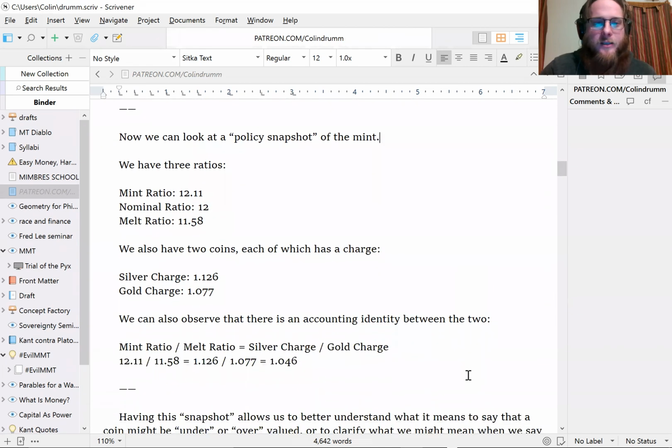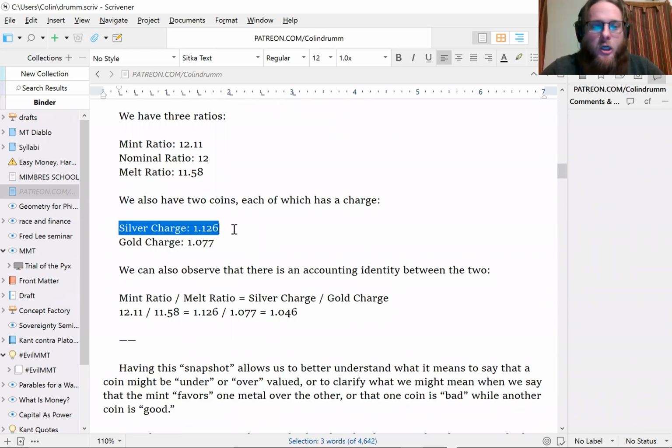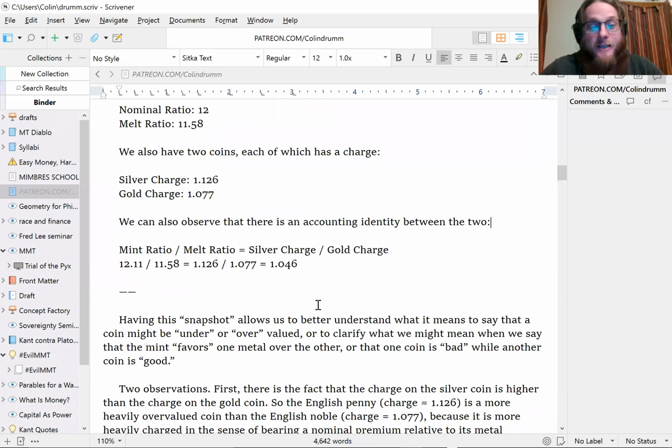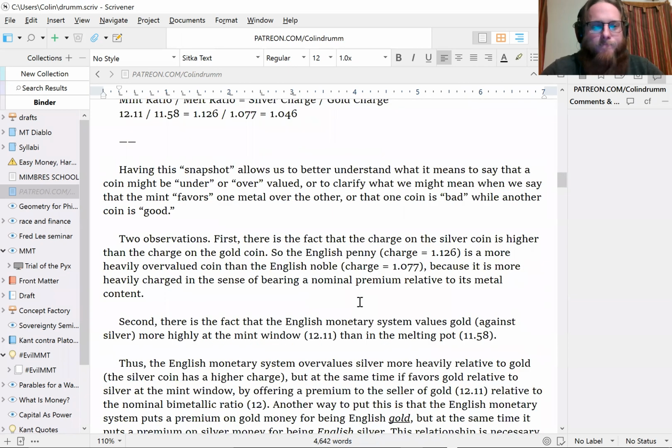Okay, so let's review. We have a kind of policy snapshot. Got a mint ratio, nominal ratio, melt ratio here. And we have two coins, and each of these coins has a charge. Remember, the charge is the premium that it gets for being a domestic coin rather than a foreign coin. And there's an accounting identity here. This is true by definition, which is that the ratio between this number and this number is identical to the ratio between those two numbers. And if you play with it, you'll see why that's the case.